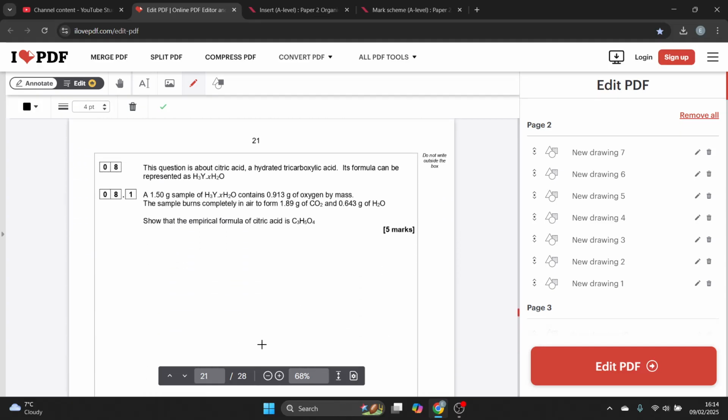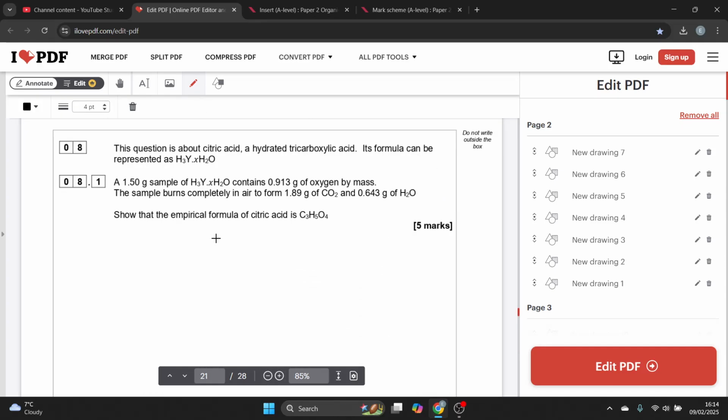Question 8. A question about citric acid, a hydrated tricarboxylic acid. Its formula can be represented as H3Y.xH2O. A 1.50 gram sample of this contains this much oxygen by mass. A sample burns completely in oxygen to form this much carbon dioxide and this much water. The empirical formula is that.